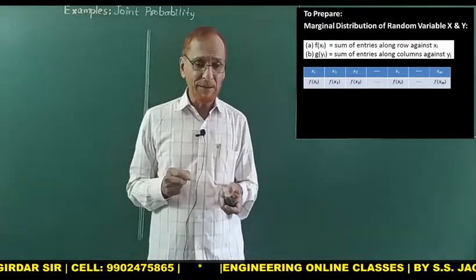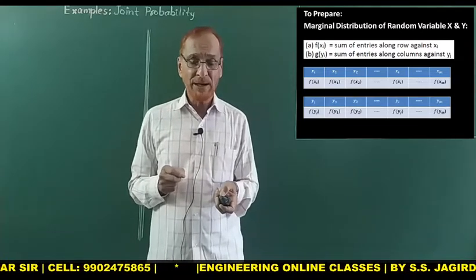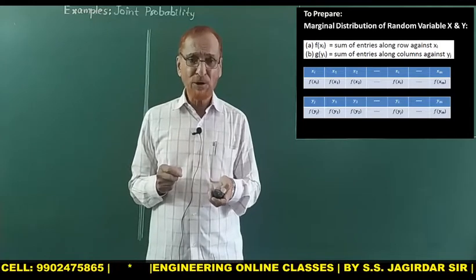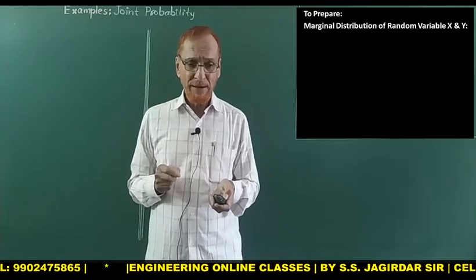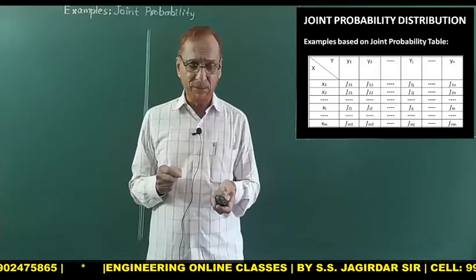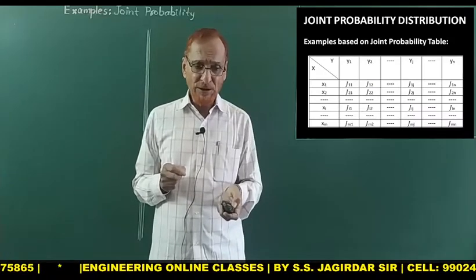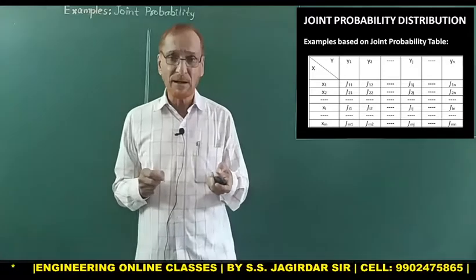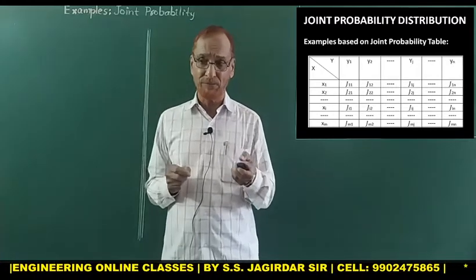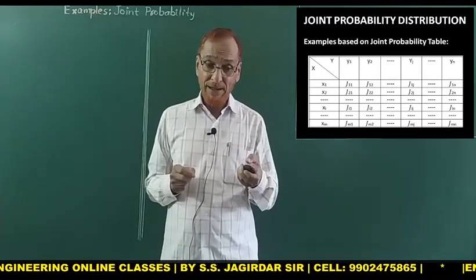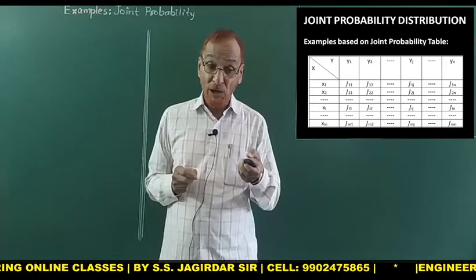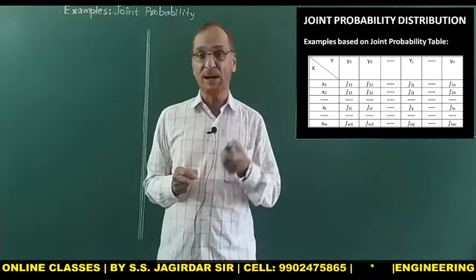In a similar manner, you can find the marginal distribution of y. So for y, what do you have to do? Let us go back to the table. Now you have to go along the column. For example, if you want the marginal distribution of y1, then add all j values along the column against y1.